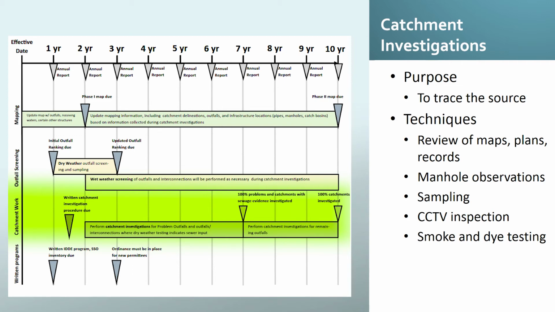Catchment investigations for problem outfalls and outfalls and interconnections where dry weather testing indicates sewer input are to be performed in years 3 through 7, with 100% of the problem outfalls in catchments with sewer evidence investigated by the end of year 7. Catchment investigations for the remaining outfalls are to be inspected in years 8 through 10, with 100% of the catchments investigated by the end of year 10.